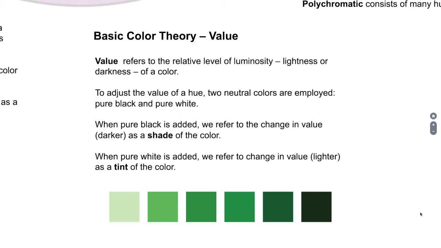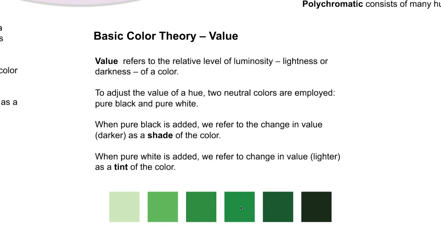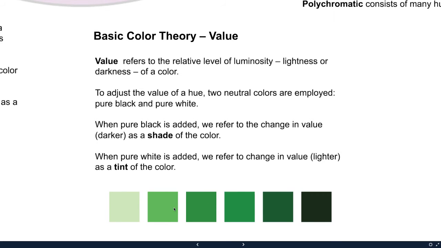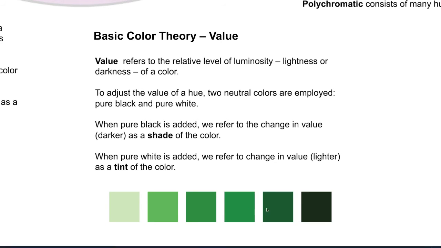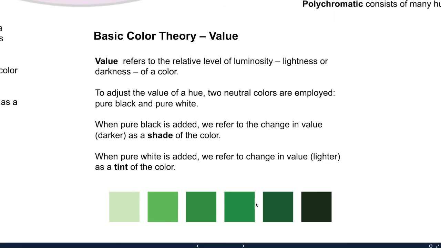The value of a color has to do with its luminosity, brightness, or darkness. And put simply, if you take a base color, let's say this green that I'm pointing at with my cursor, and you add white to it, which is achromatic, you're going to get a lighter version of that color, and that would be called a tint, T-I-N-T. If you take the base color and you add black to it, then you're going to have a shade of that color.